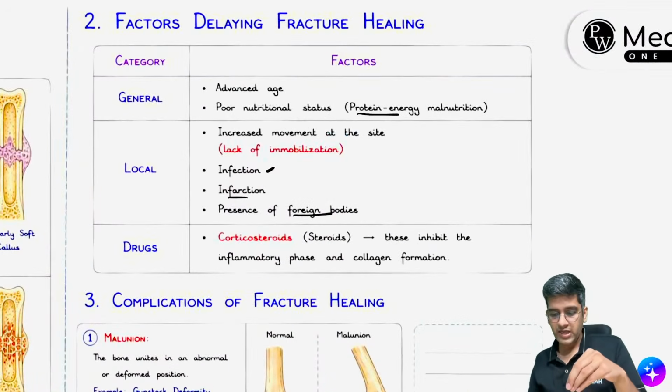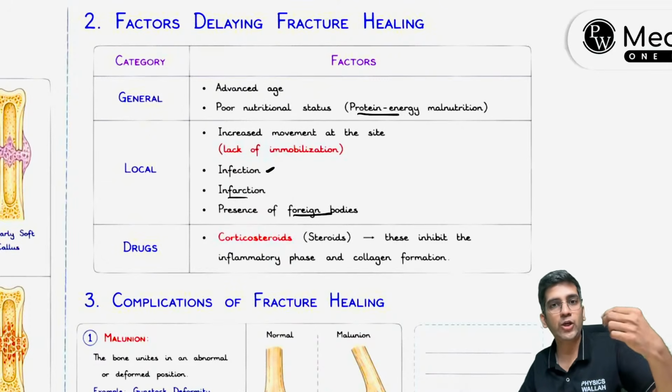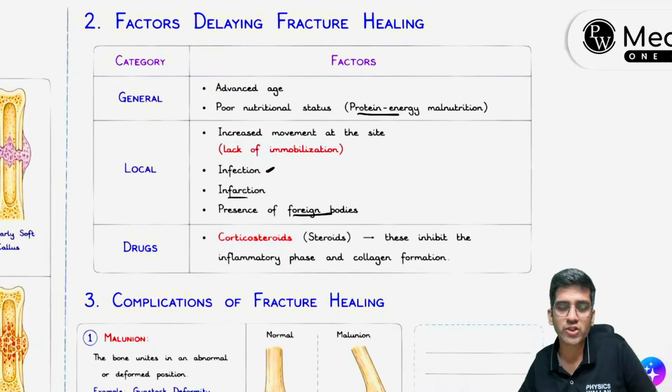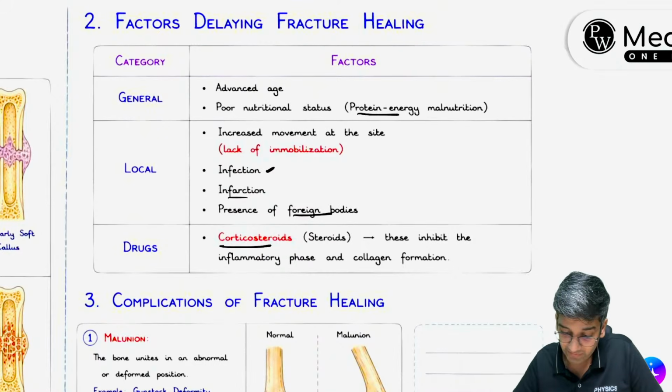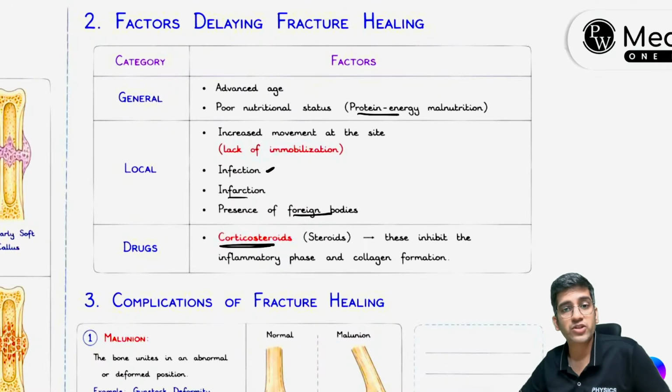Foreign body. When I have a tiny bit of external particle coming into the part in an open fracture, again, it will not heal properly, which will cause a problem, right? Drugs, very, very important. Steroids. Steroids affect inflammation. That's why steroids affect almost every wound healing here, right? Since it affects inflammation, it will by default affect wound healing, right?